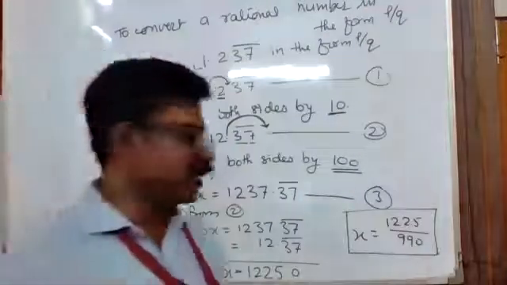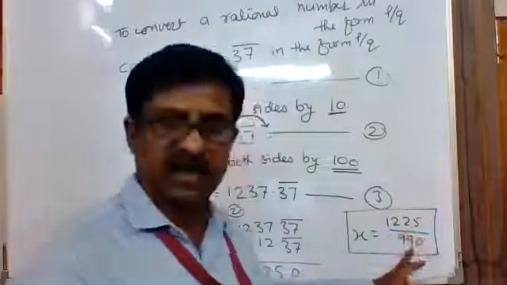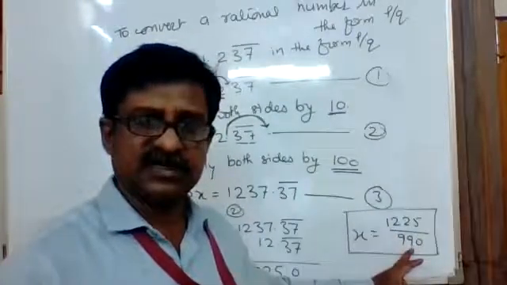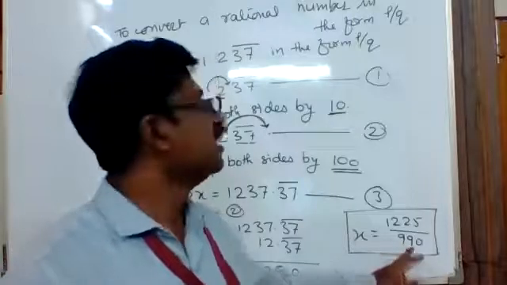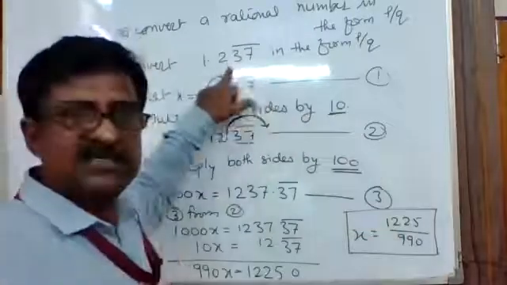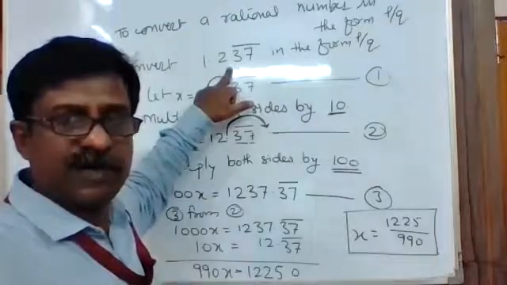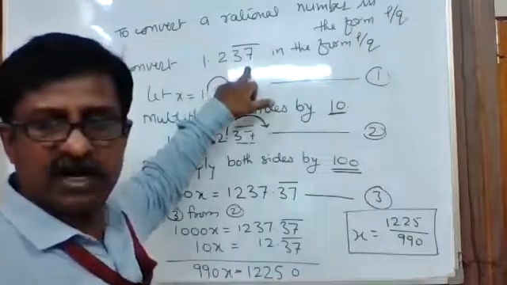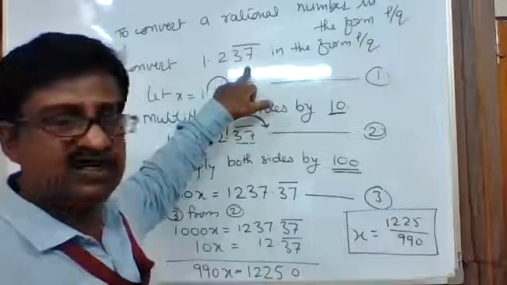That means when you divide this 1225 by 990, after cancellation and after taking the decimal expansion of it, we are going to get a non-terminating repeating decimal, and the decimal expansion will definitely be 1.237 bar.